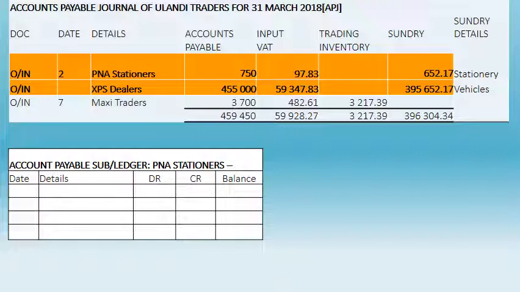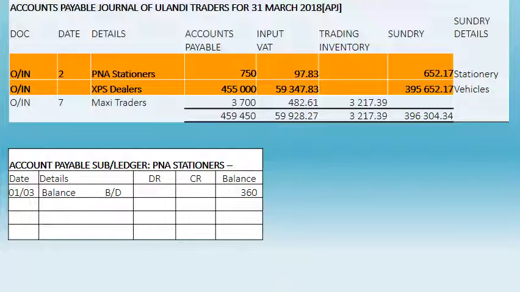The subsidiary ledger will have the following columns: the date, the details, the debit for entries that will reduce creditors, credit for entries that will increase creditors, and the balance column for showing daily and month-end balances. If P&A stationers had an amount owing from the previous month, it will be shown in the new month as the balance brought down. In this case, the opening balance was given as 360.